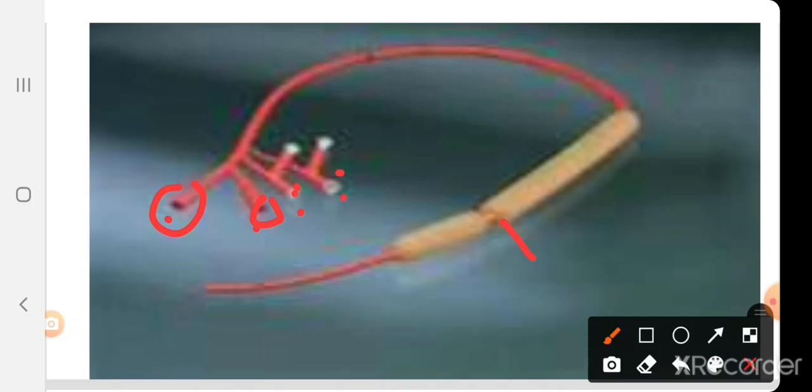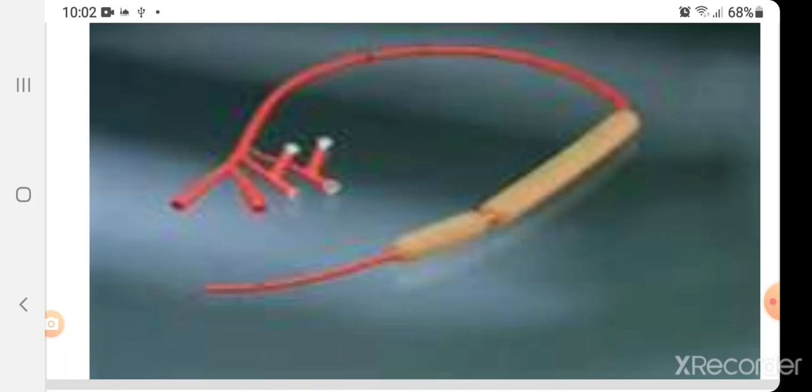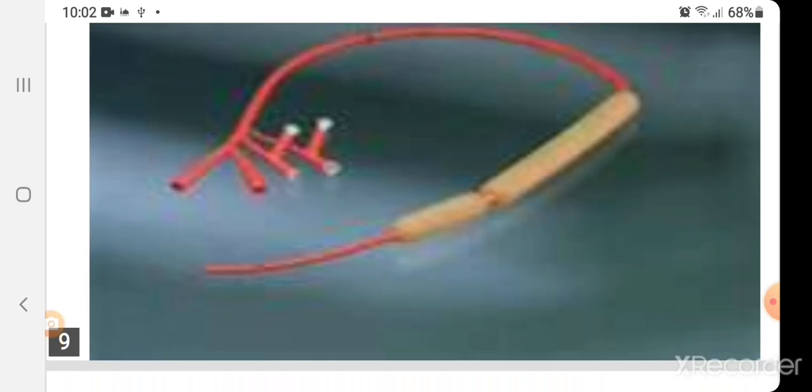Go back and read about the use and the difference of these tubes and the benefit of this one over the second tube.